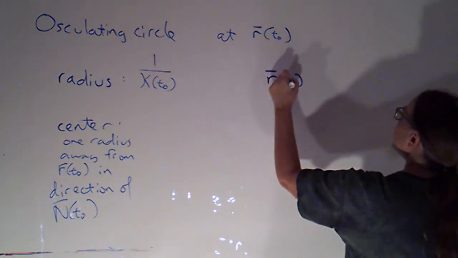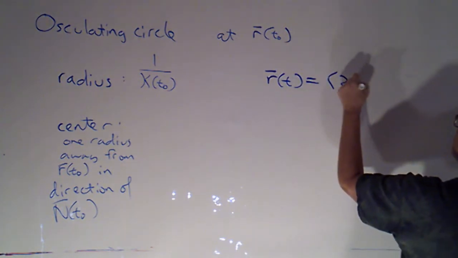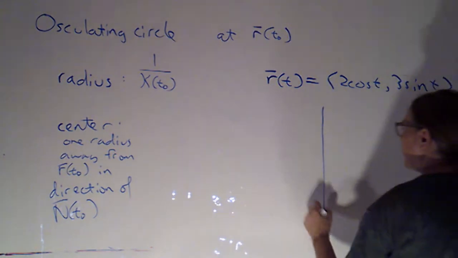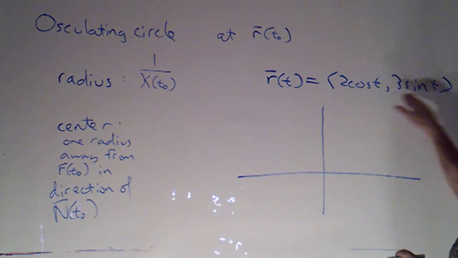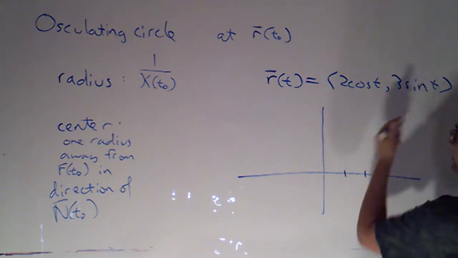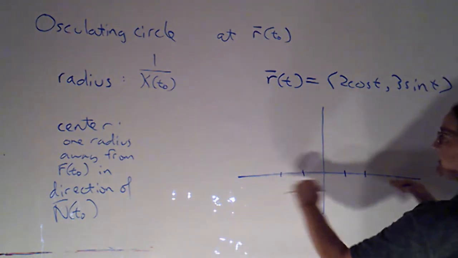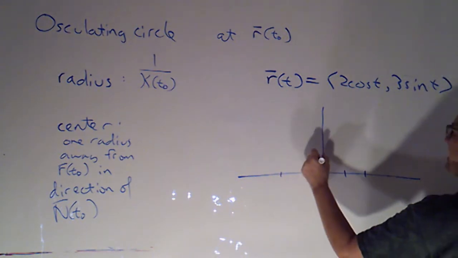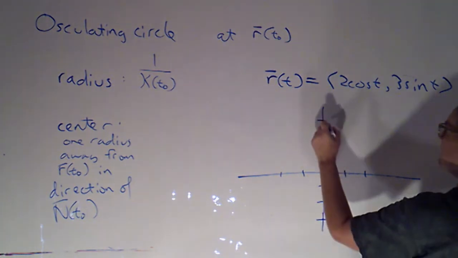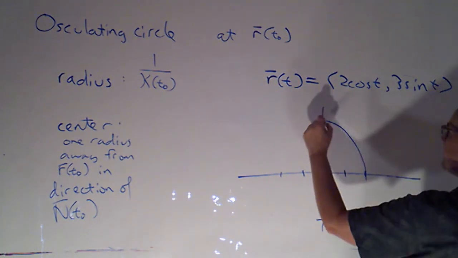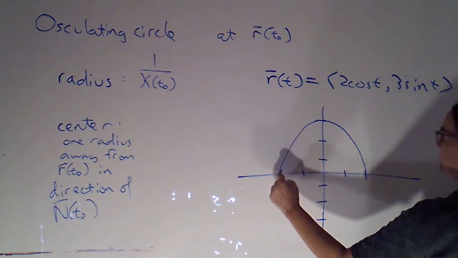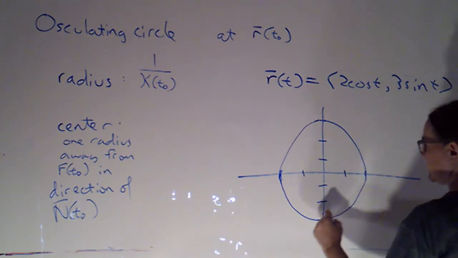Let's suppose I've got the curve r of t equals 2 cosine t, 3 sine t. I recognize that that's just a morphed circle, otherwise known as an ellipse. We essentially took our unit circle and stretched our x values by a factor of 2 and our y values by a factor of 3. So we're getting an ellipse that looks something like so.